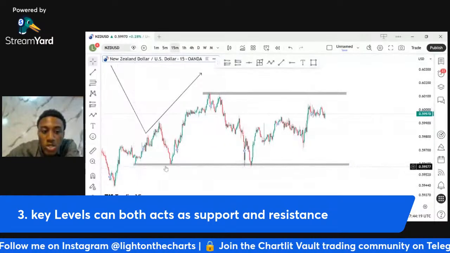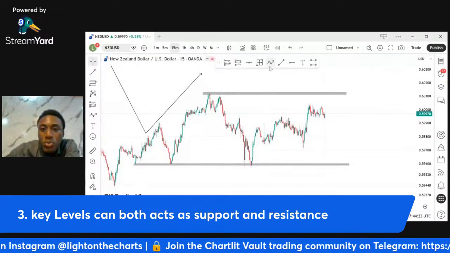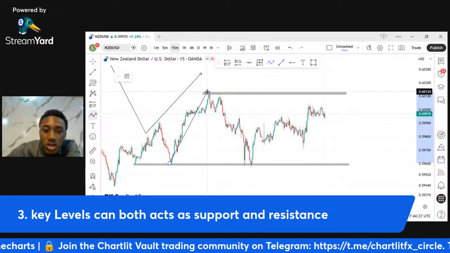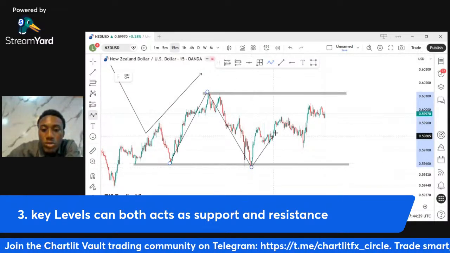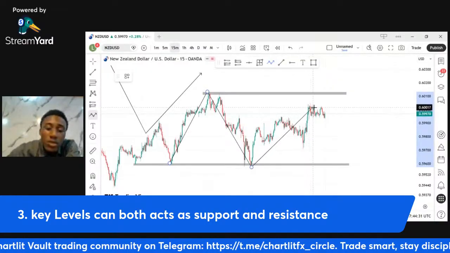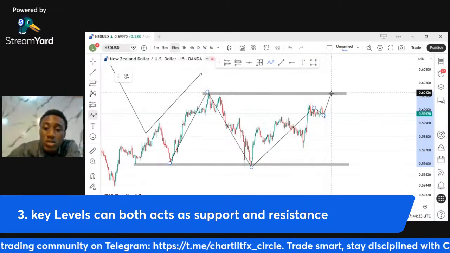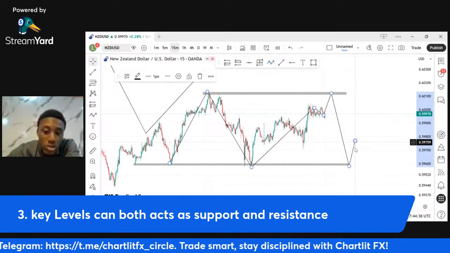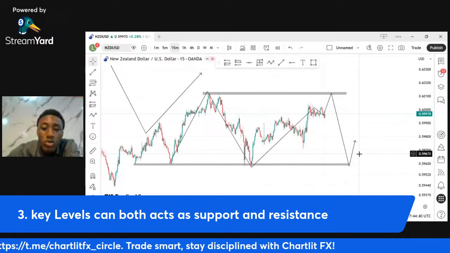Price got here, found support. Let me stay in draw mode. Found support, pushed up. Went here, met resistance, dropped. Went here, support again, and so on and so forth. Eventually, it will get here, find another resistance, and drop. Find support, just like that, until one of these key levels is broken.